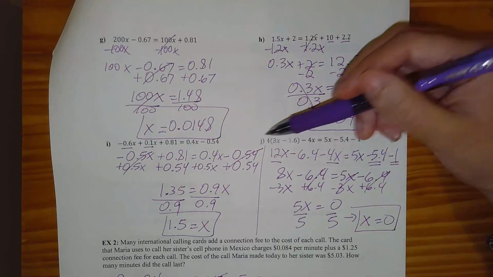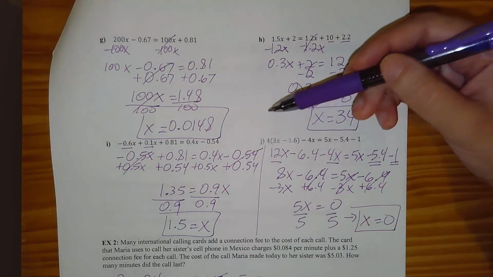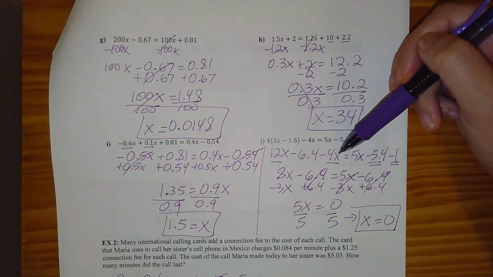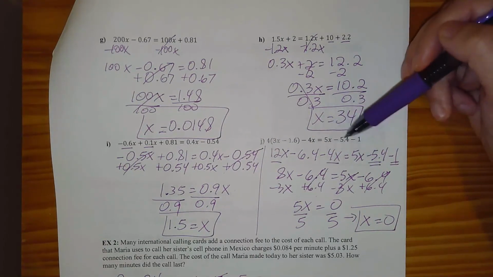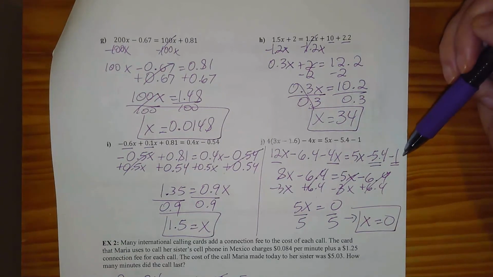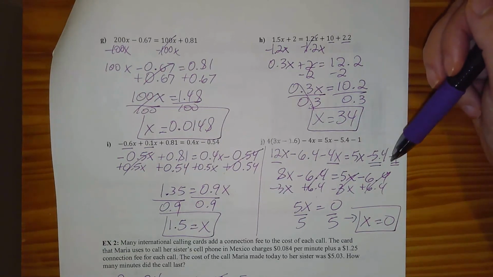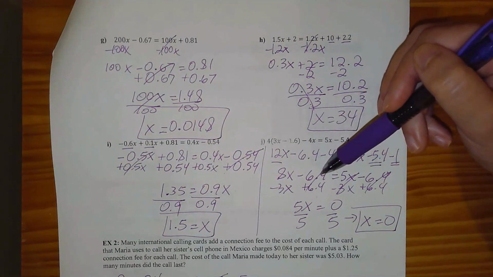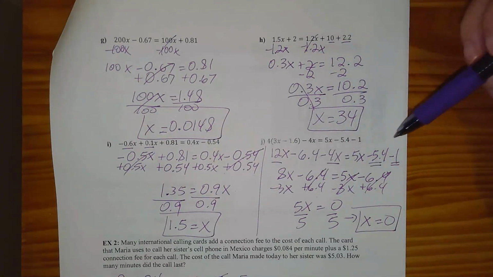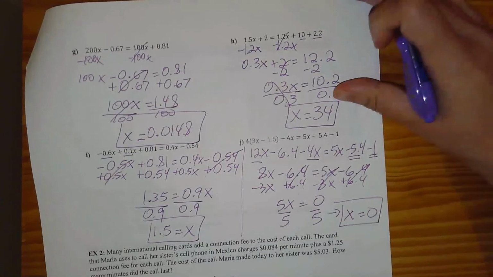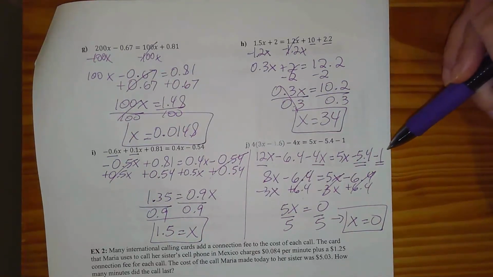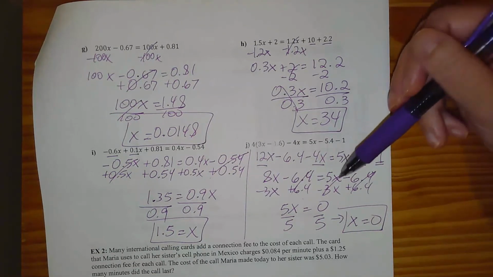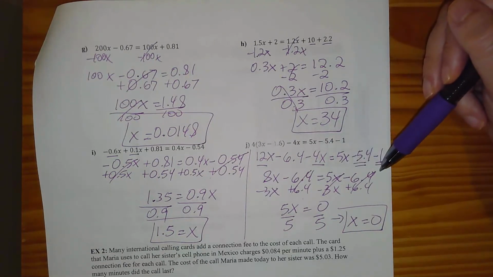In part J, I would distribute the 4 first. So then that would give 12x minus 6.4, and then you would still have a minus 4x equals 5x minus 5.4 minus 1. And then there's a lot of like terms to combine, so 12x minus 4x would be 8x. We'll still have a minus 6.4 on that side. On the right side, I would combine negative 5.4 minus 1, which is negative 6.4, and you still have a 5x over there. So that would be 5x minus 6.4.